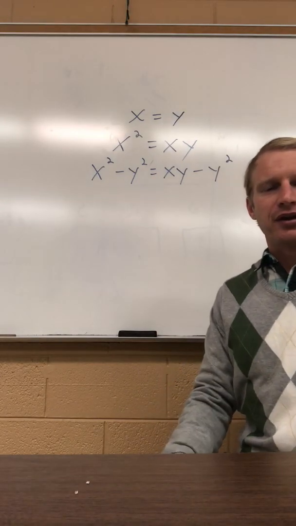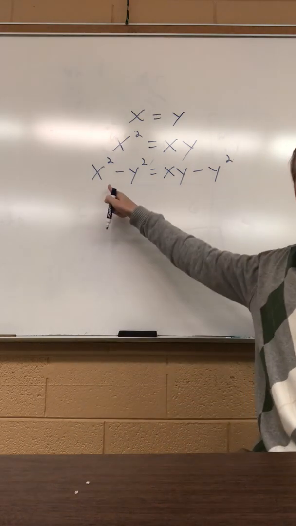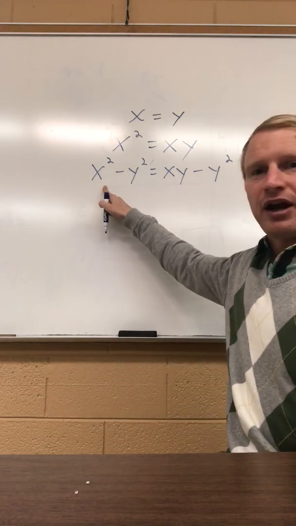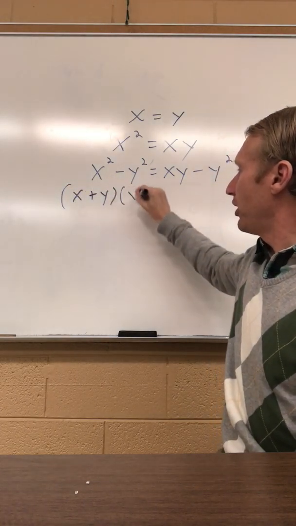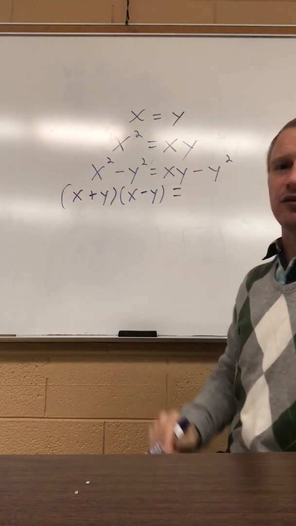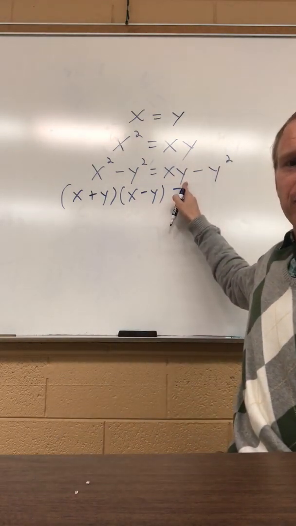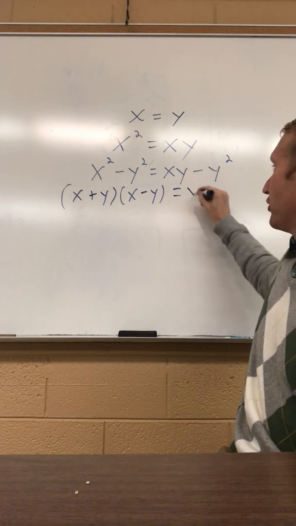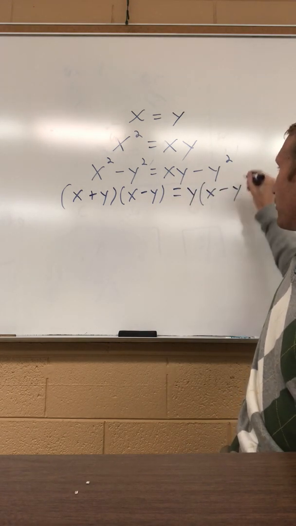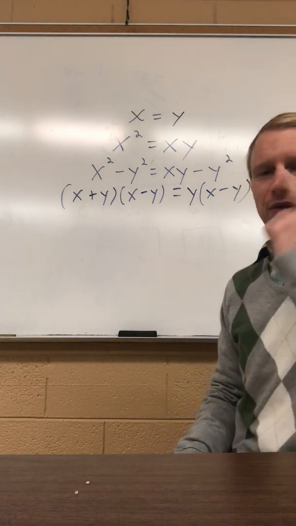Next, I'm going to factor. The left side, x squared minus y squared, is a difference of perfect squares, so it factors as x plus y times x minus y. On this side, we simply pull out the common factor, since they both have a y. We factor out the GCF, so we get y times x minus y. No problem with that.